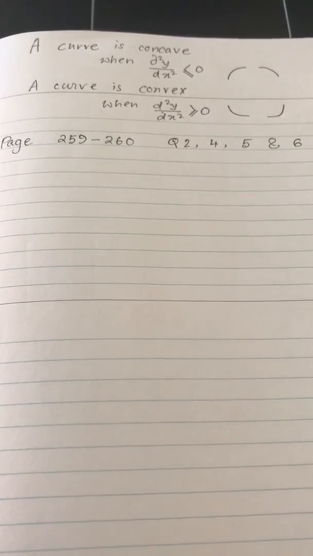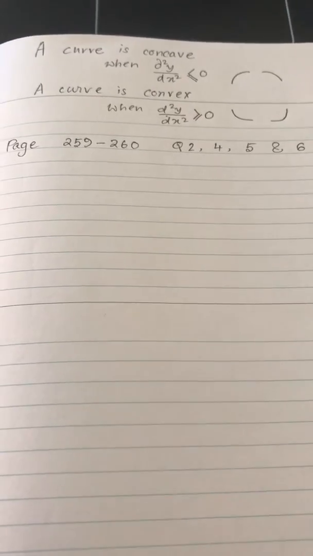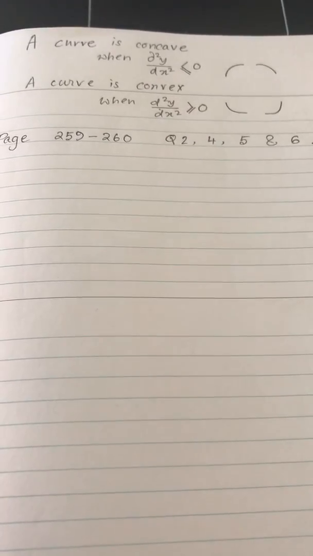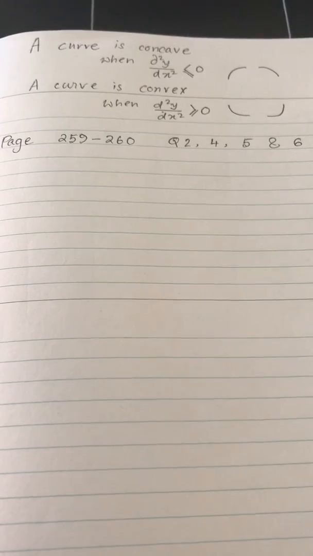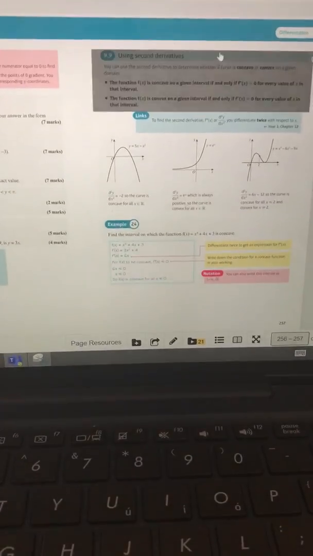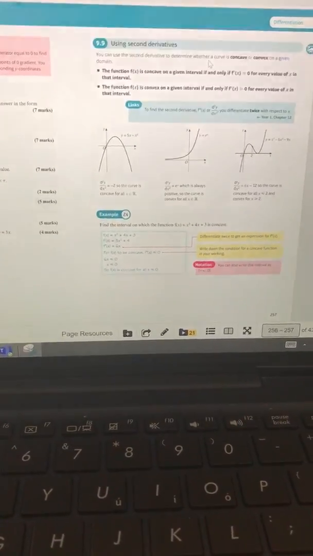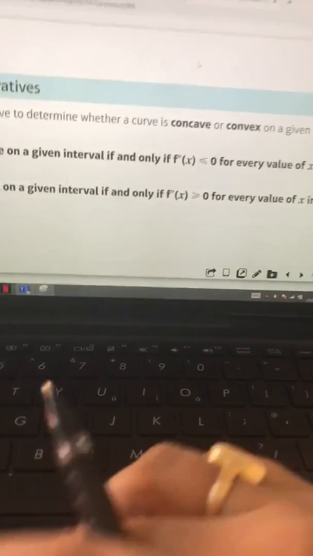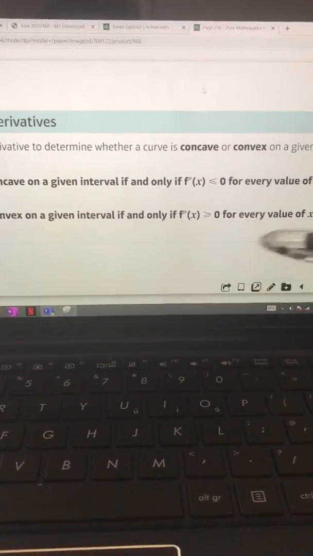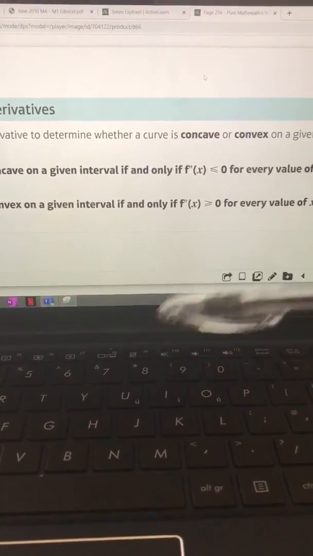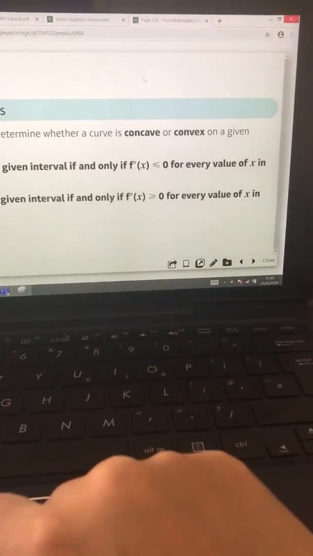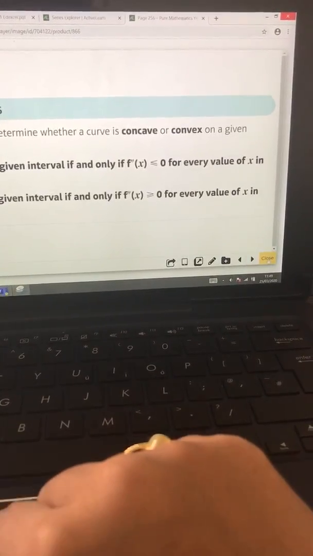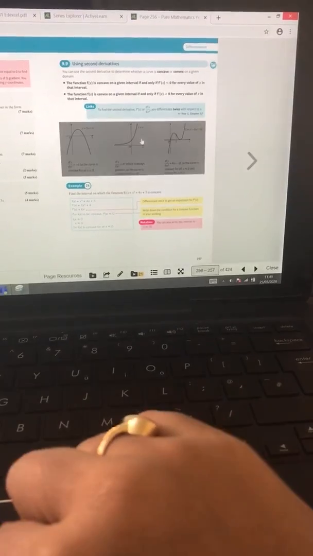I'll explain it further by showing you a few diagrams, and then we'll work through these questions on page 259 of your Year 2 book. So if you look at your textbook, it's exactly what I just said. It is on page 257 of your Year 2 book. And we're going to look at convexity and concavity of any graph. So let's look at a few diagrams.